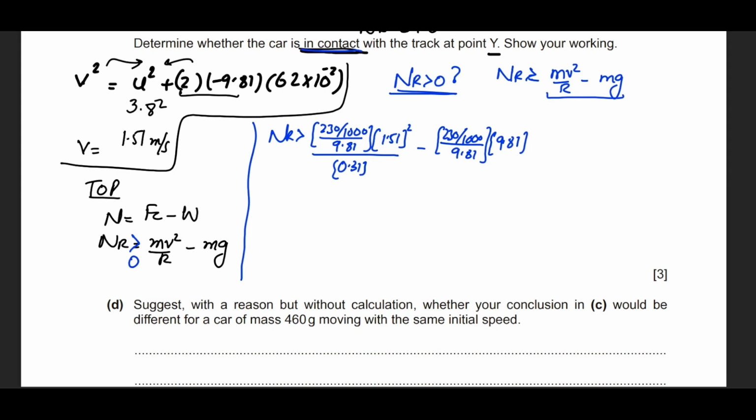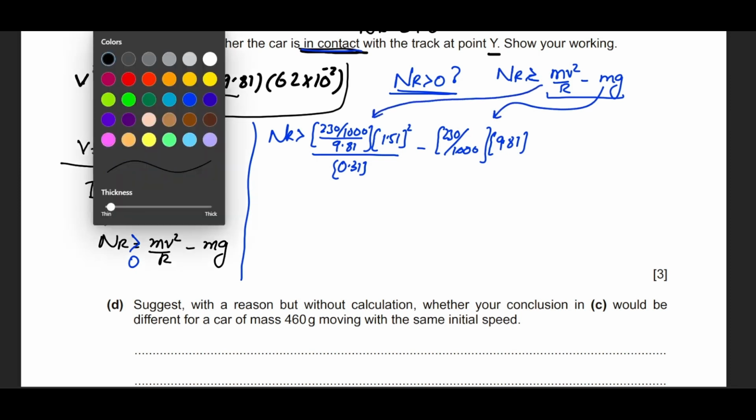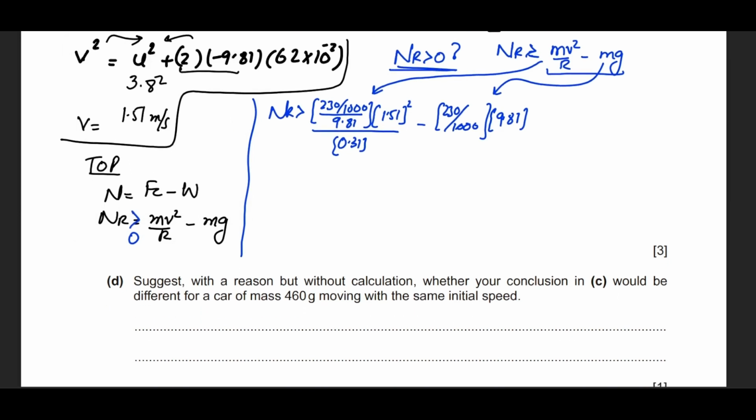So when you're done with this, sorry, this will not be divided by 9.81. This is just divided by 1000, to convert grams into kg. So this is mg, and this is mv square over r. Notice that it should be greater than 0. So we find that this answer comes out as 1.669 newtons. This comes out as 2.563 newtons.